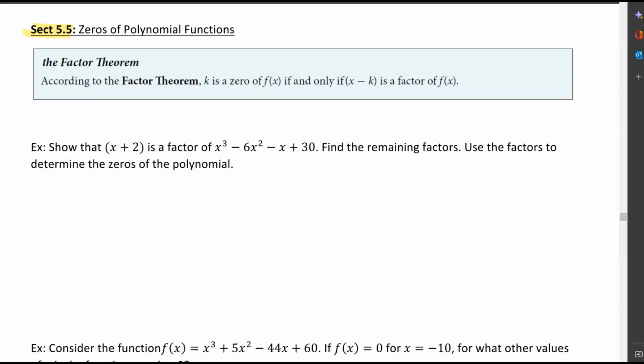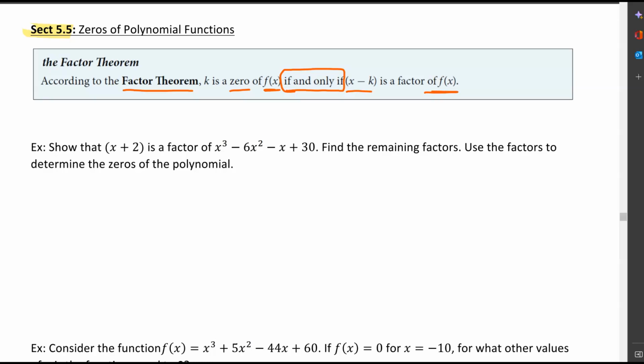All right, so we've got to section 5.5, zeros of polynomial functions. So here we're identifying the factor theorem. According to the factor theorem, k is a zero of f of x if and only if x minus k is a factor of the function f of x.